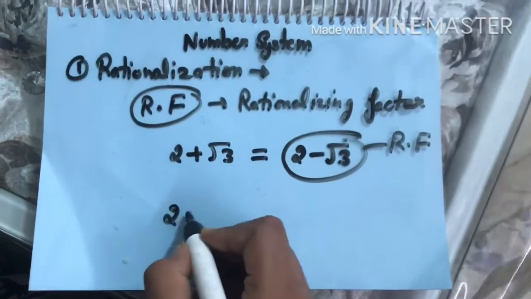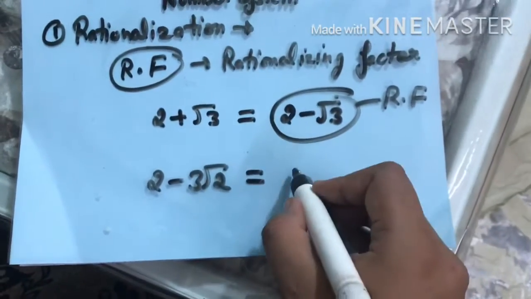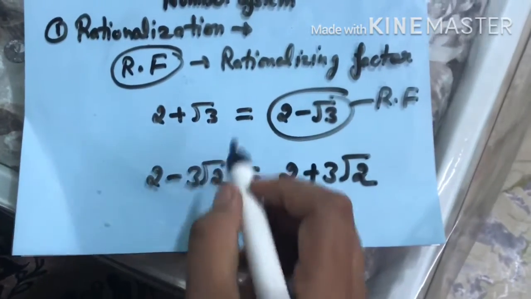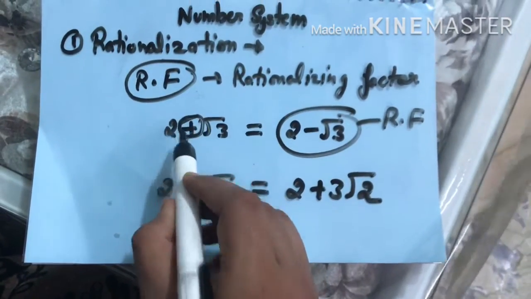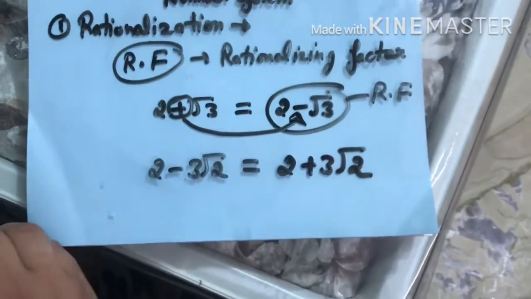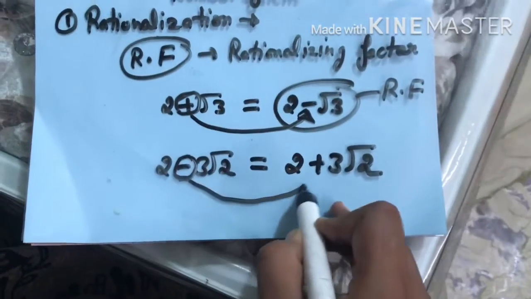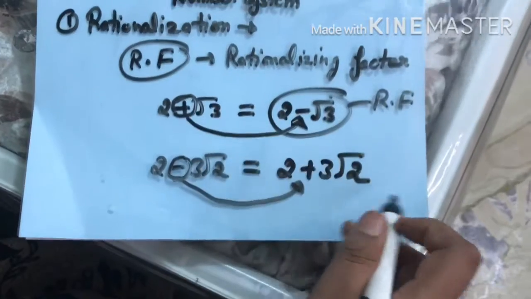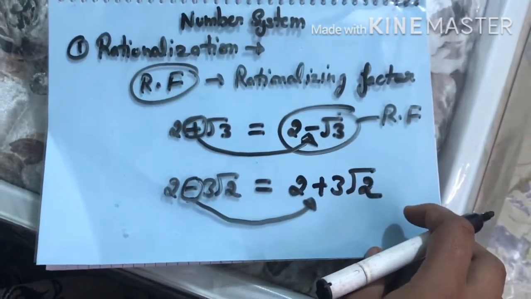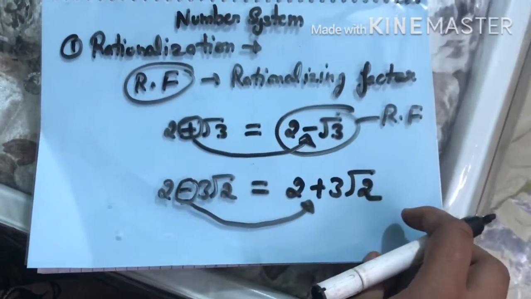Suppose I have the number 2 minus 3 root 2. What is its rationalizing factor? Its rationalizing factor becomes 2 plus 3 root 2. Here the sign is positive, but in the rationalizing factor it becomes negative. Similarly, here the sign is negative, but in the rationalizing factor it becomes positive. That is the rationalizing factor, one of the most important terms we are going to use while doing rationalization.